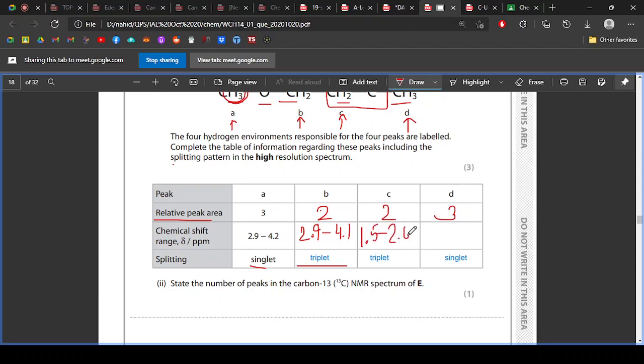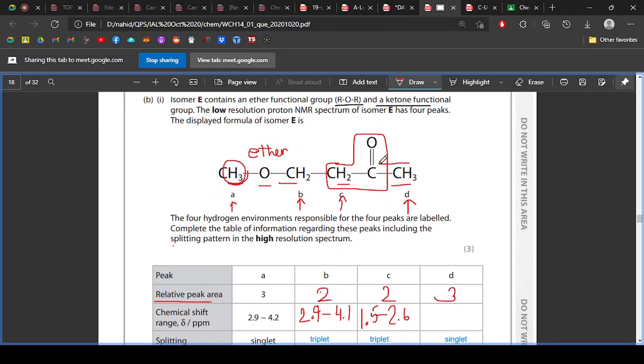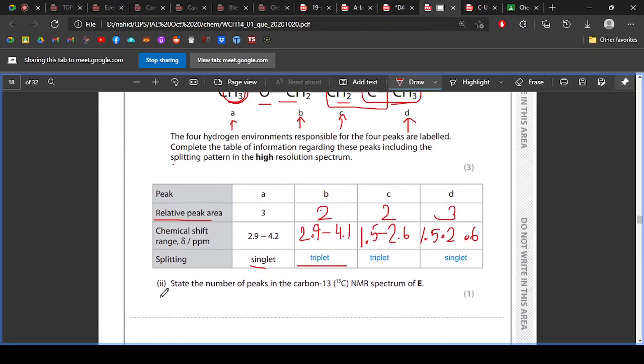Don't you think that environment C and D will be the same, because these hydrogens are also joined with carbon that has a CO group? So the same thing, all right? Is this clear? How we are making use of this table? Okay. And then they said in part 2, state the number of peaks in carbon 13.